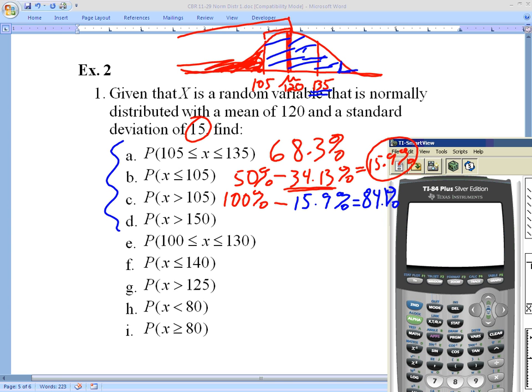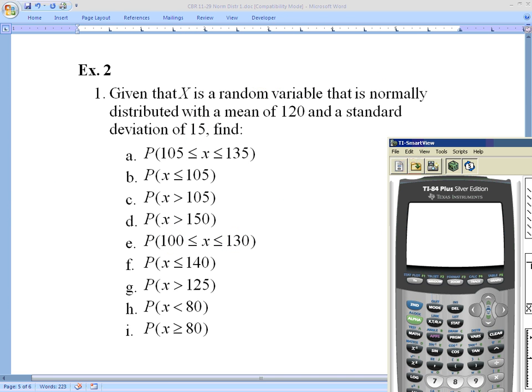100 is a little bit more than one standard deviation below the mean. If I went exactly one standard deviation from 120, 120 minus 15 leaves me with 105. That would be one standard deviation, but this isn't 105, this is 100. And again, one standard deviation higher would be 135, and this isn't quite one standard deviation higher. So let's use our calculator now to show how we could figure that out.